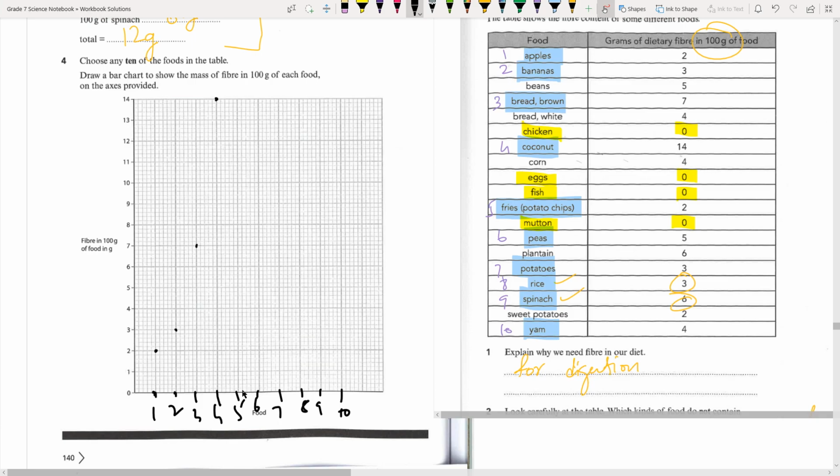Then number 5 was potato chips, which is at 2 again, right? So this is where it's going to land. And then for number 6 we have peas at 5, right? Then number 7 we have potatoes. Potatoes contain 3, right? So that's where the potatoes are going to end, in terms of the bar chart. And then number 8, it is going to be rice, which is also at 3, right? Then we have spinach, which is at 6, right here, right? And then number 10, which was yams. So yams only contain 4 grams, right?